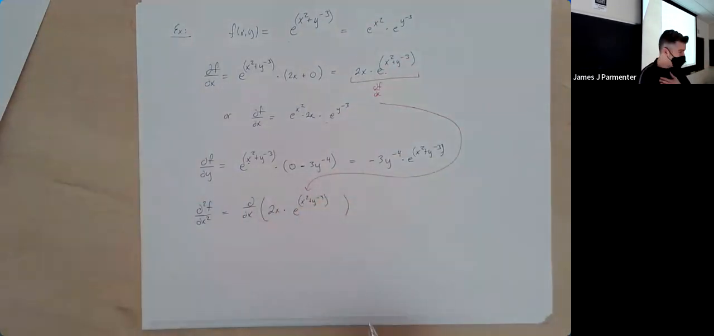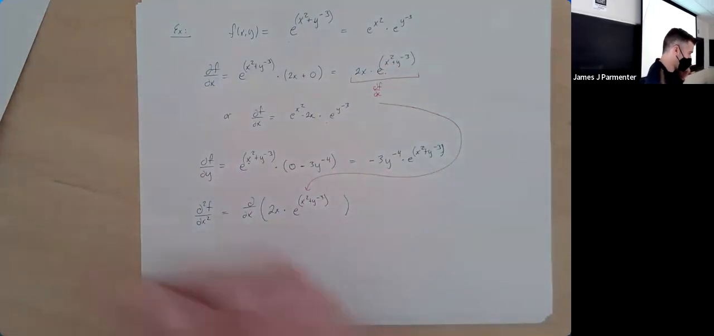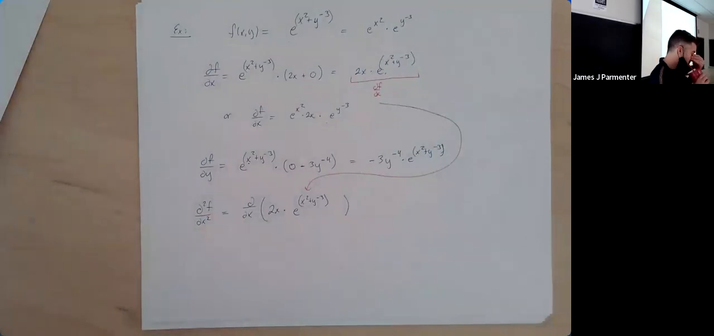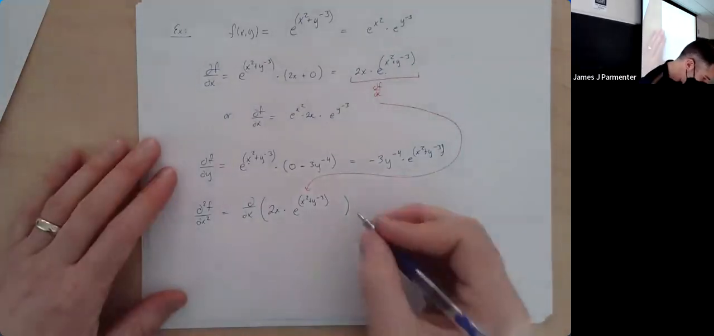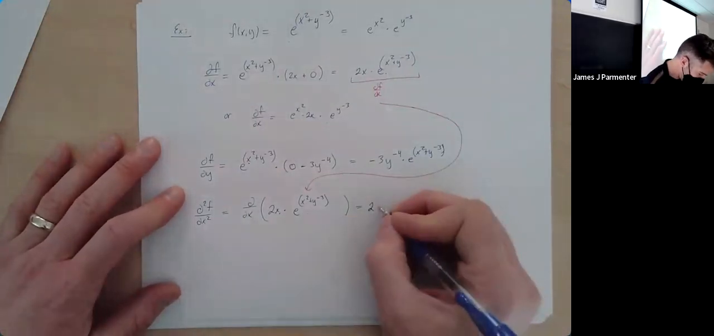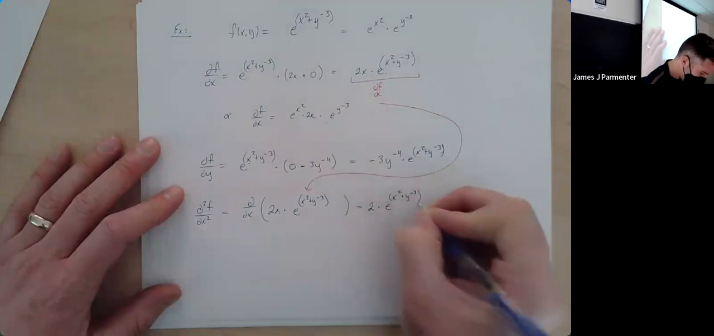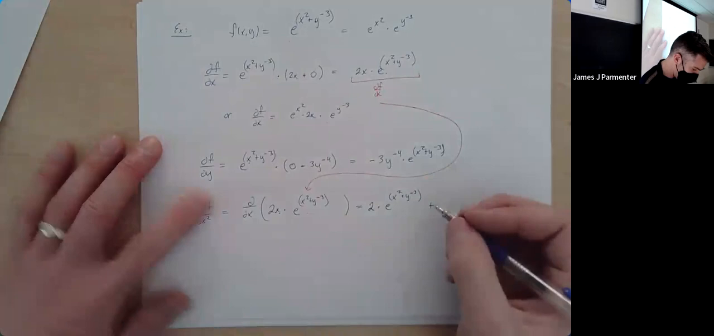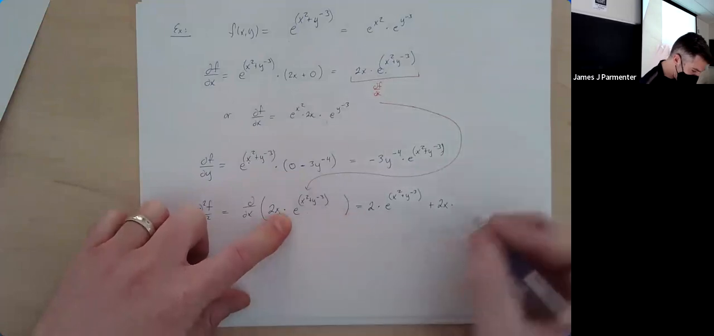I'm noticing that I have a function of x times a function of x, which means we're going to have to use what? Exactly, the product rule. This thing's got little hairs on it. It's terrible. Okay, so the derivative of the first part is 2, times the second part, leave it alone: e to the x squared plus y to the negative third. Plus, then we flip it up. We leave the 2x alone, and we multiply by the derivative of e to the stuff.